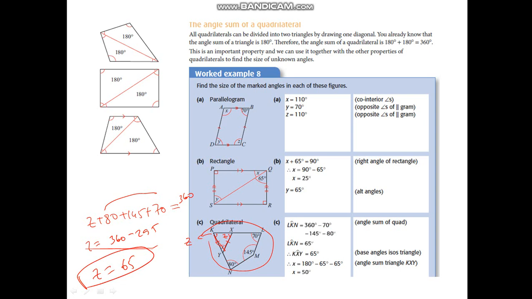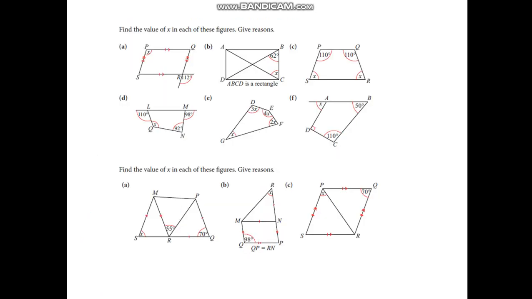Okay, now you can put the place of z as 65. Here, and next z is here 65. Now look at the small triangle. 65 plus 65 plus x is equal to 180 because it's a triangle. 65 plus 65 is 130, plus x is equal to 180, and x is equal to 50. So here you can write x is 50.